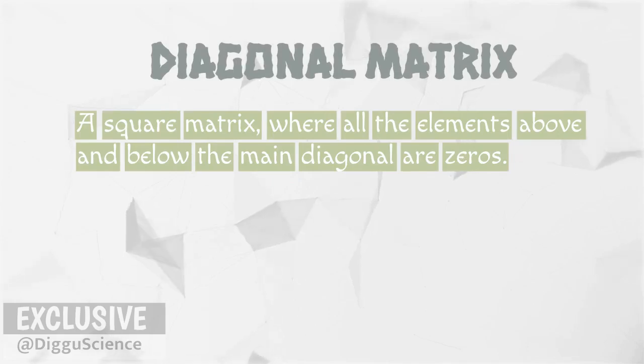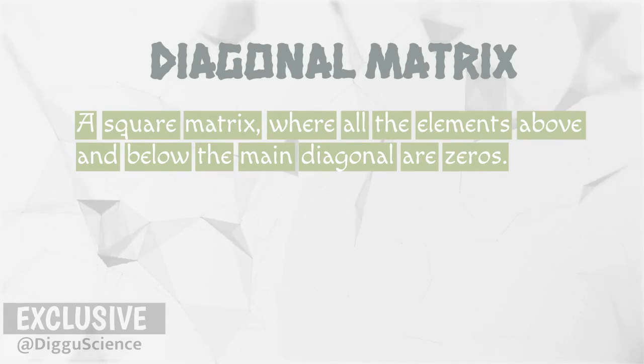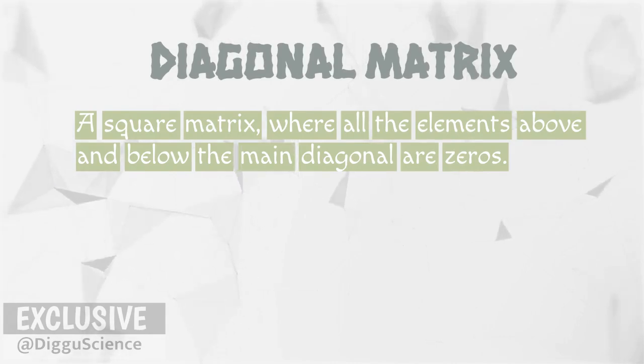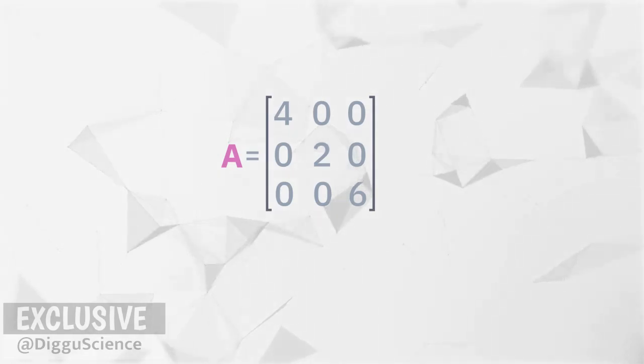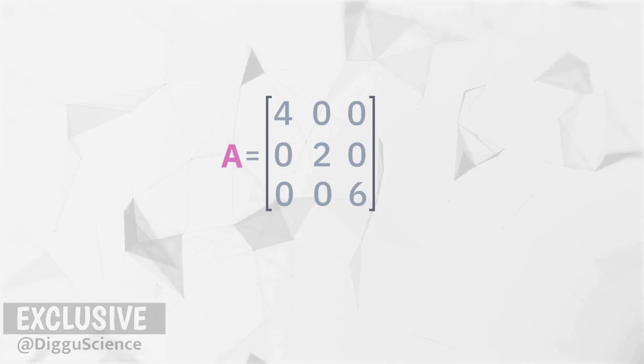A diagonal matrix is a square matrix, where all the elements above and below the main diagonal are zeros. For example, matrix A has 9 elements. These 9 elements are arranged in 3 rows and 3 columns. Thus, matrix A is a square matrix.